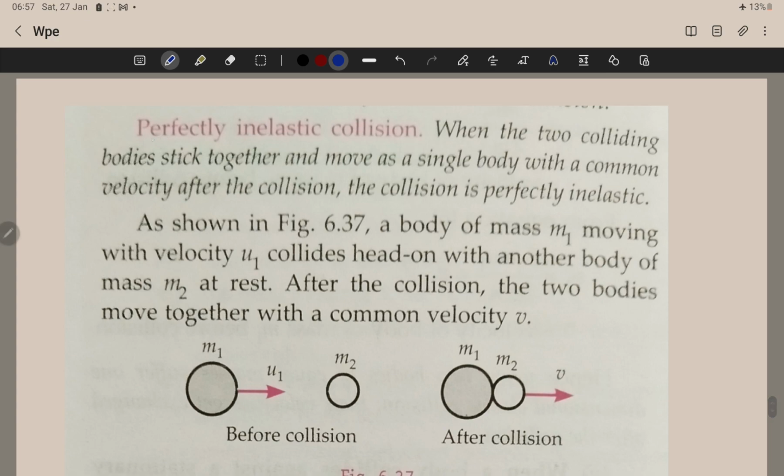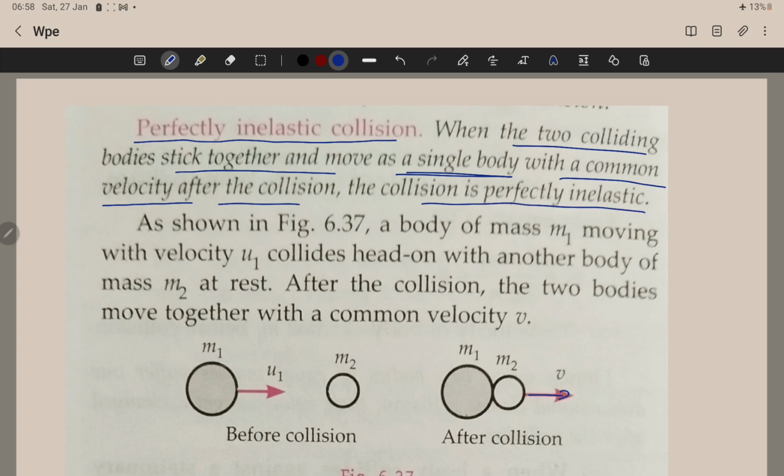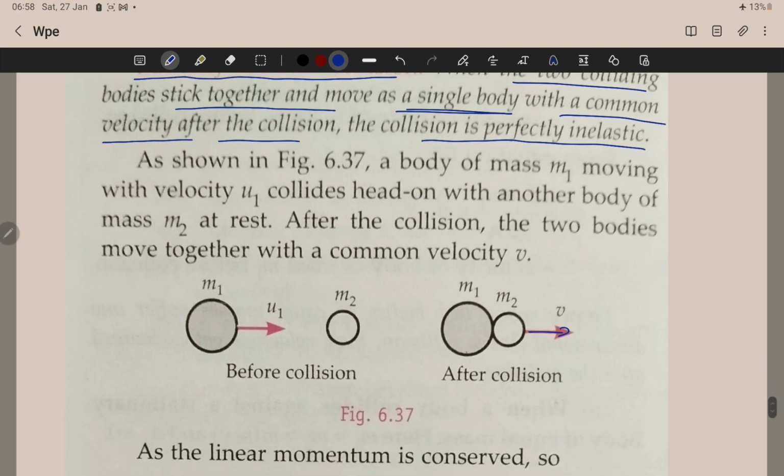Now the next thing is the perfectly inelastic collision. When the two colliding bodies stick together and move as a single body after collision, they join and become a single body with a common velocity after the collision. So after collision, the velocity will become common because they get joined. The collision is perfectly inelastic.